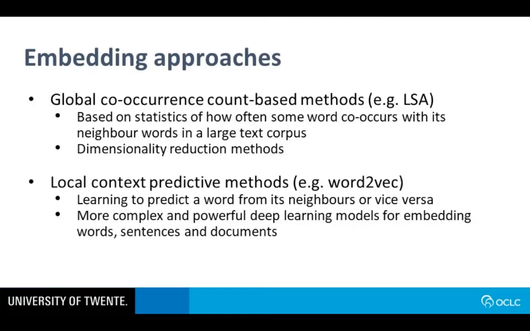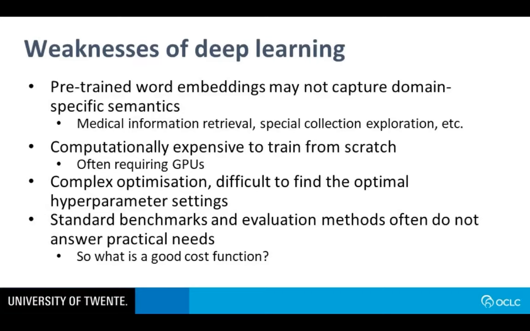Since 2013, word2vec, people are more excited about the local context predictive models. And a lot of people have proposed to use more context or powerful deep learning models to embed words, sentences, or documents. And we are also excited to try those deep learning methods on our corpus, of course. But quickly, we found there are weaknesses in applying those deep learning models. So first, for a deep learning model, they often give you pre-trained word embeddings. There are a lot of people using those pre-trained word embeddings for downstream applications like sentiment or classification problems. But the problem is these pre-trained word embeddings might not capture the domain-specific semantics.